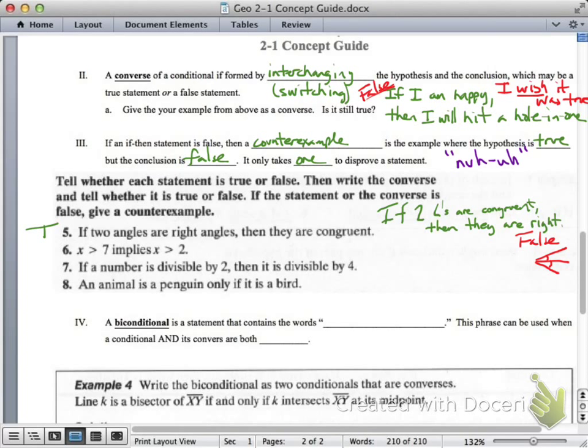Number 6 says x is greater than 7 implies. Remember, turn your page back over if you want to remember how implies works with the hypothesis and the conclusion. But try 6, 7, 8 right here. Go. Pause.